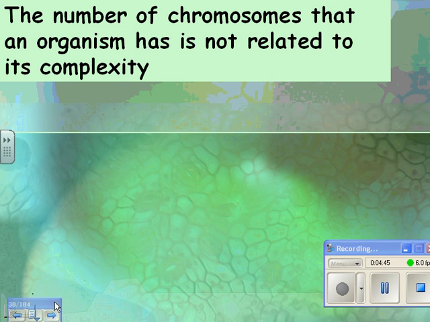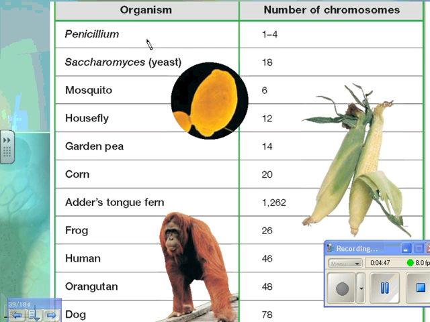Kids are always kind of blown away by this chart. So penicillium has 1 to 4 chromosomes. Okay, whatever. Yeast has 18. A mosquito has 6. Okay, that makes sense. A housefly has 12. Garden peas have 14. Corn has 20. Adder's tongue fern, okay, this is a plant, 1,262. That's just weird. Frogs 26, humans 46, orangutans 48, dogs 78. It doesn't mean that a dog is smarter than a human. It just means that they have more chromosomes. That's all it means. Notice they're all even numbers because they come in pairs, except here.